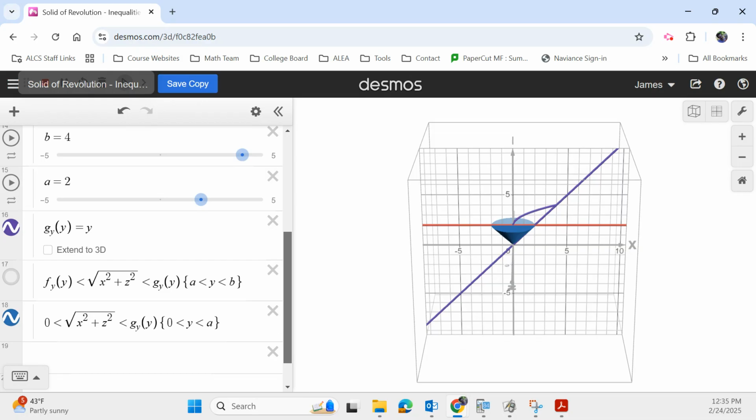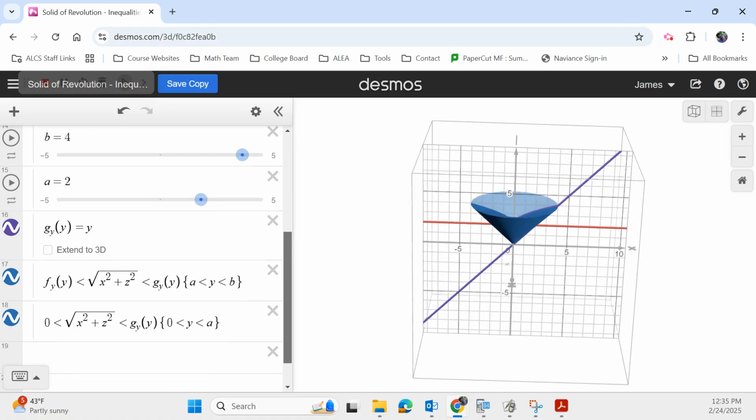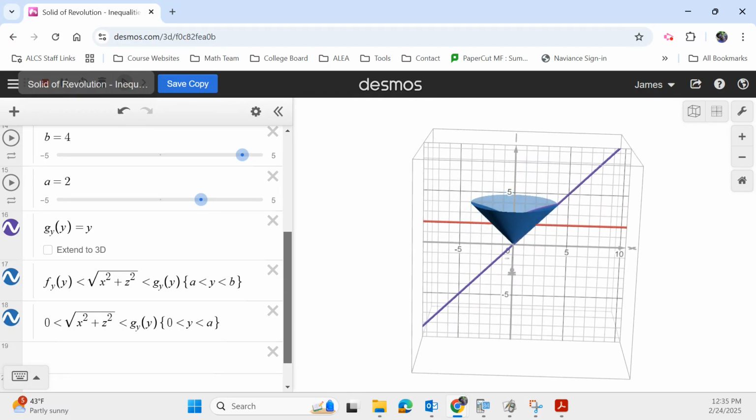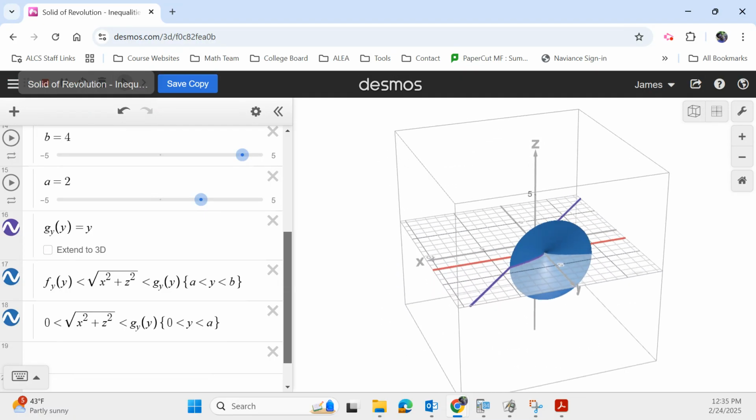It's filled in, and then the top half again. There's that, and so the bottom part below the line y equals 2 is solid all the way through. But above y equals 2, you have this kind of cavity in the top of it that you can see here, and let me show it from a different angle so we can look in there.